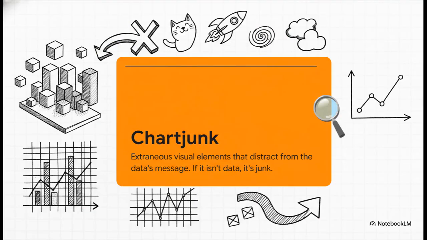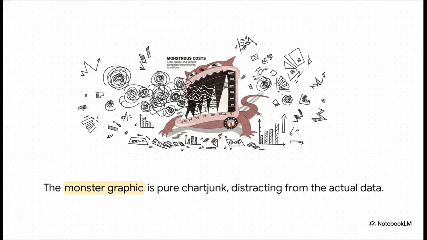And finally, we meet the most common villain of them all, chart junk. Chart junk is all that extra visual fluff, the fancy 3D effects, the distracting pictures, the super heavy grid lines, all the stuff that isn't actually data. Tufte's rule here is dead simple. If it's not data, it's probably junk. Get rid of it. So let's look at a couple of big offenders. First up, this one called monstrous costs. I mean, look at it.